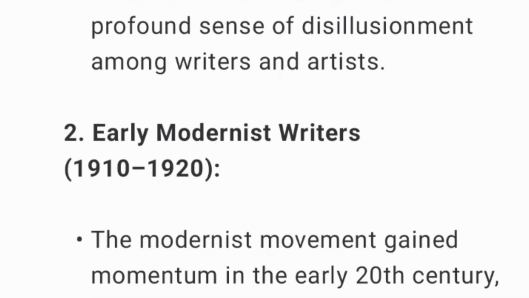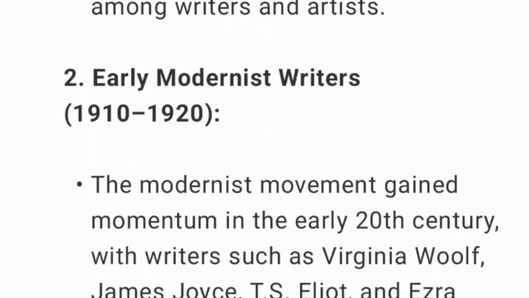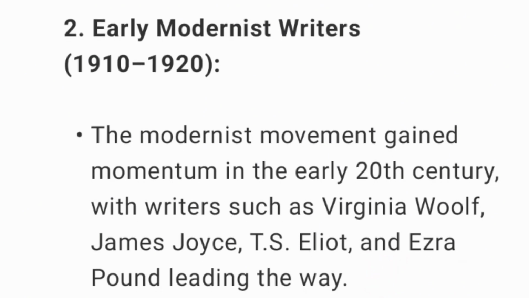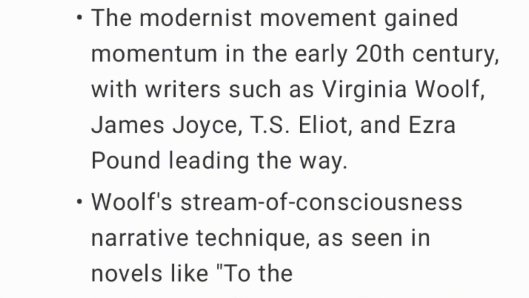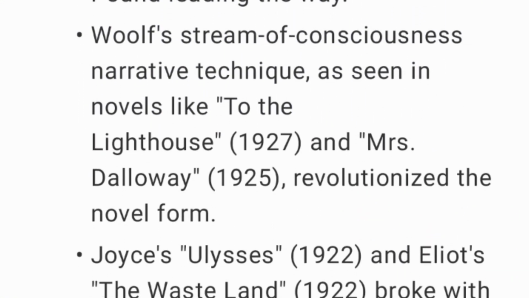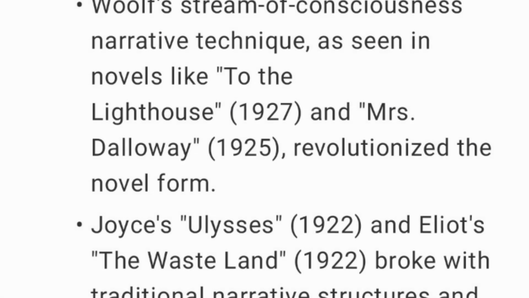2. Early modernist writers, 1910 to 1920. The modernist movement gained momentum in the early 20th century, with writers such as Virginia Woolf, James Joyce, T.S. Eliot, and Ezra Pound leading the way. Woolf's stream of consciousness narrative technique, as seen in novels like To the Lighthouse, 1927, and Mrs. Dalloway, 1925, revolutionized the novel form.